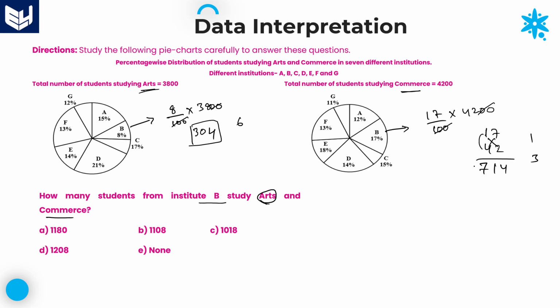4 plus 3 is 7, giving 714 for Institute B Commerce and 714 for Institute B Arts, which is 304. Now you can add these two. 4 plus 4 is 8. This is 1. And 7 plus 3 is 10. So 1018. Option C is the right answer.